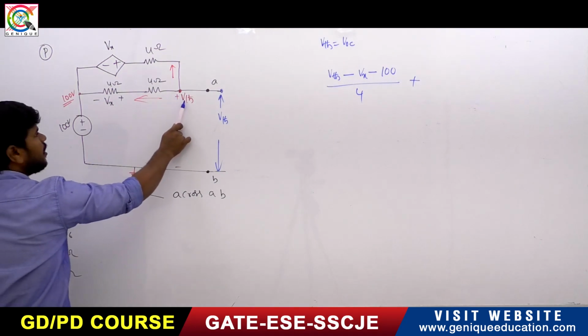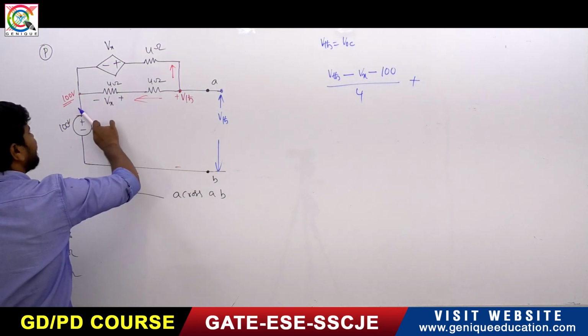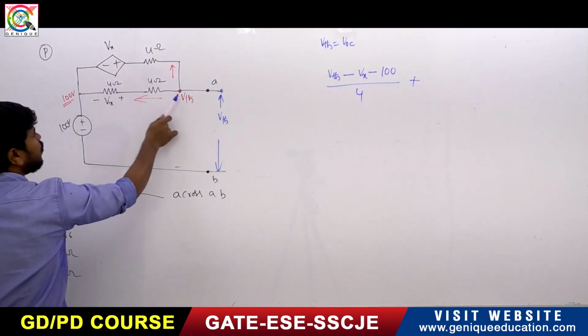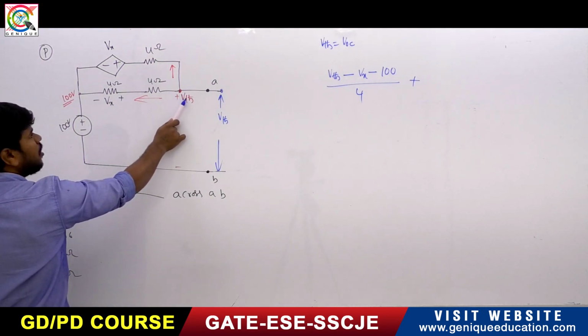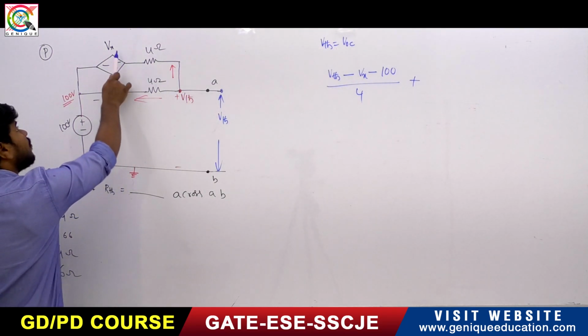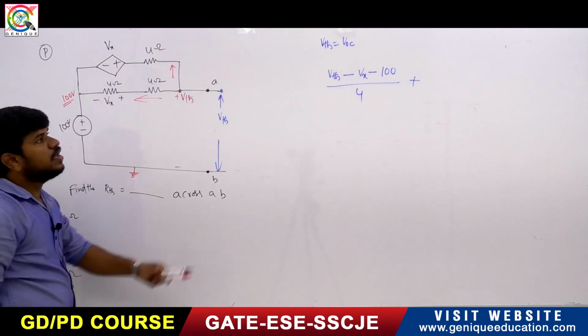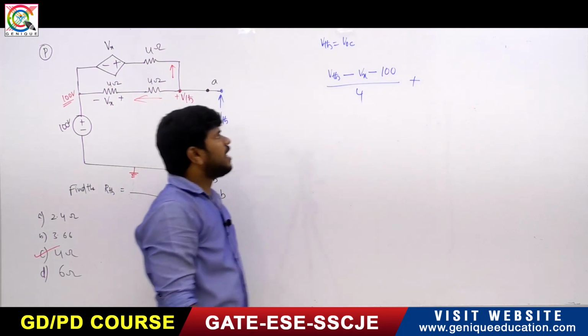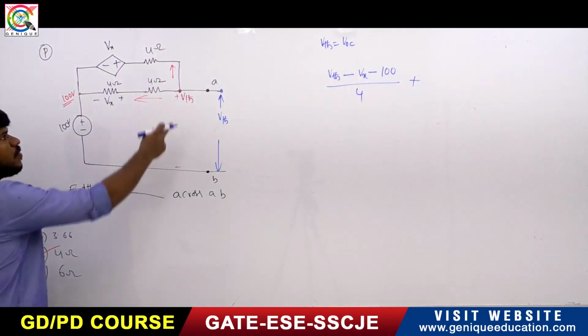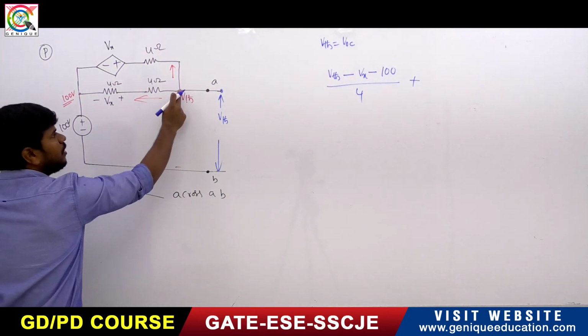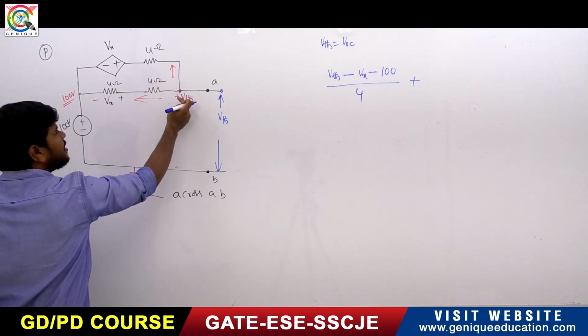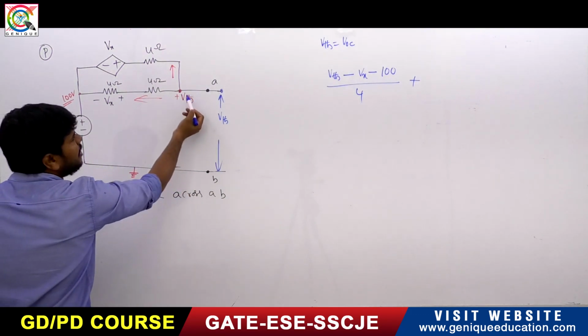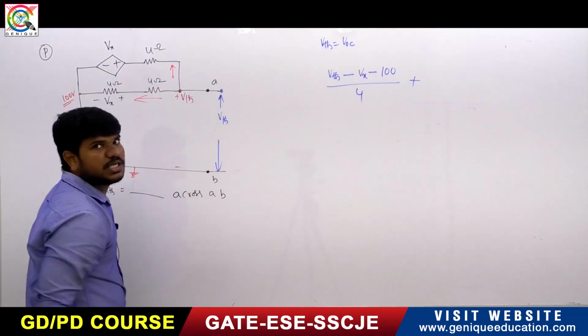What is this current? It is the voltage difference between these two terminals. What is the voltage difference between these two terminals? VTH minus 100 is there, but one more Vx is there, so that's why I have written that: VTH minus Vx minus 100 divided by 4. I am writing in order. This current plus this current. What is this current? This current is anyhow 0.